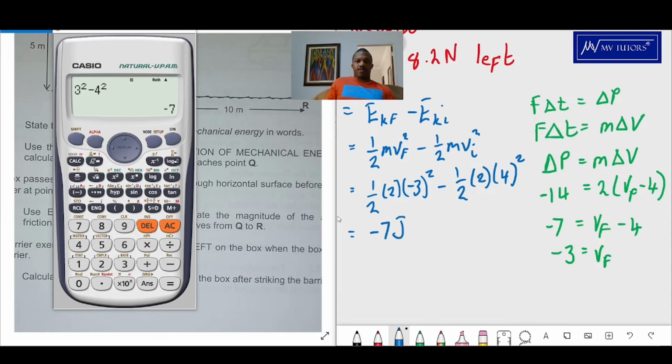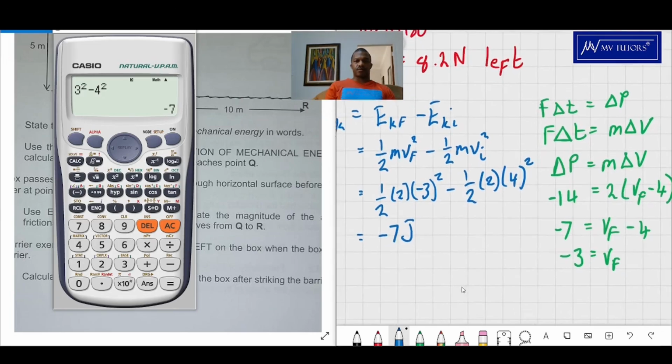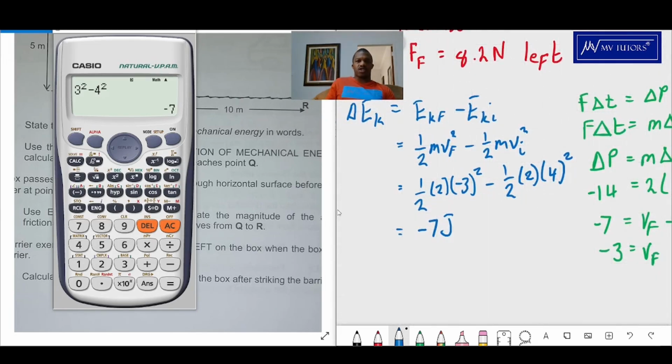That is my final answer over there. That's my change in kinetic energy. Sometimes I like writing it that way, in kinetic energy.